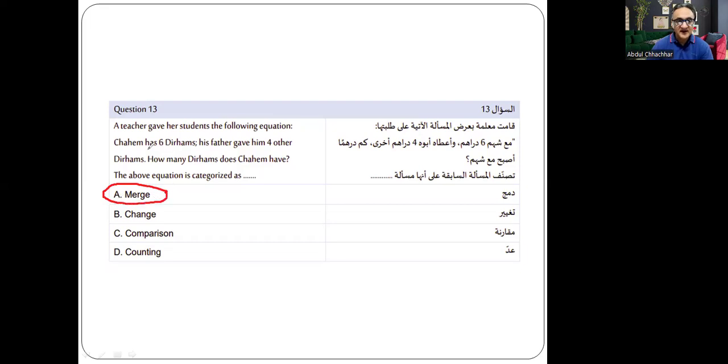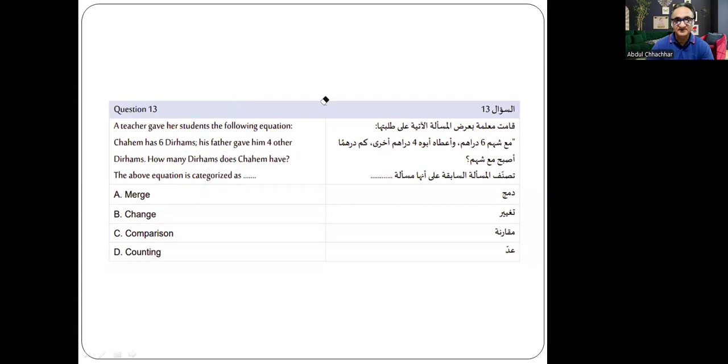Because Chaham has 6 dirhams and his father has given him 4 dirhams. So that means they are merging. It's hard for them to understand why it's not a merge. Actually, this is wrong. The correct answer is a change, right? Now let's see how it's a change and from where this question has been taken.